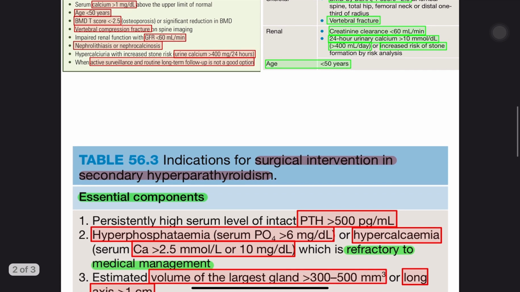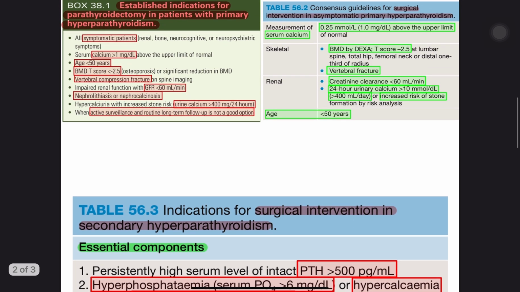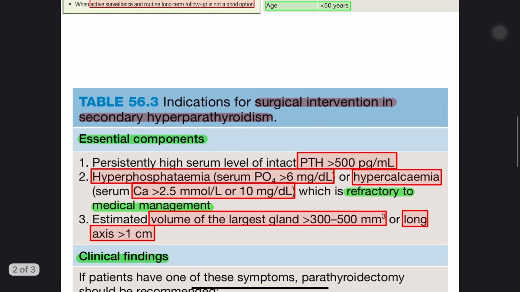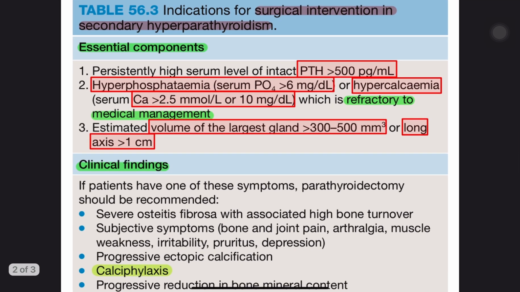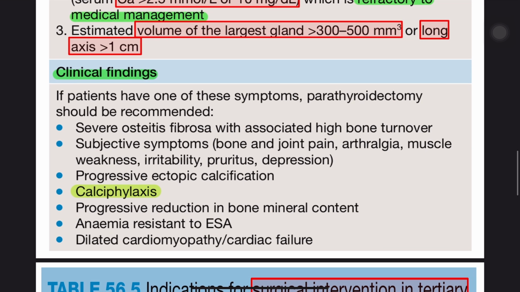So serum calcium here is a bit different from the primary hyperparathyroidism. So in primary you just remember it is 1, secondary is something nearby 2.5. Okay, and the volume of largest gland is more than 300 to 500 cubic millimeter, or long axis more than 1 centimeter. Okay, so in clinical finding there is a long list.